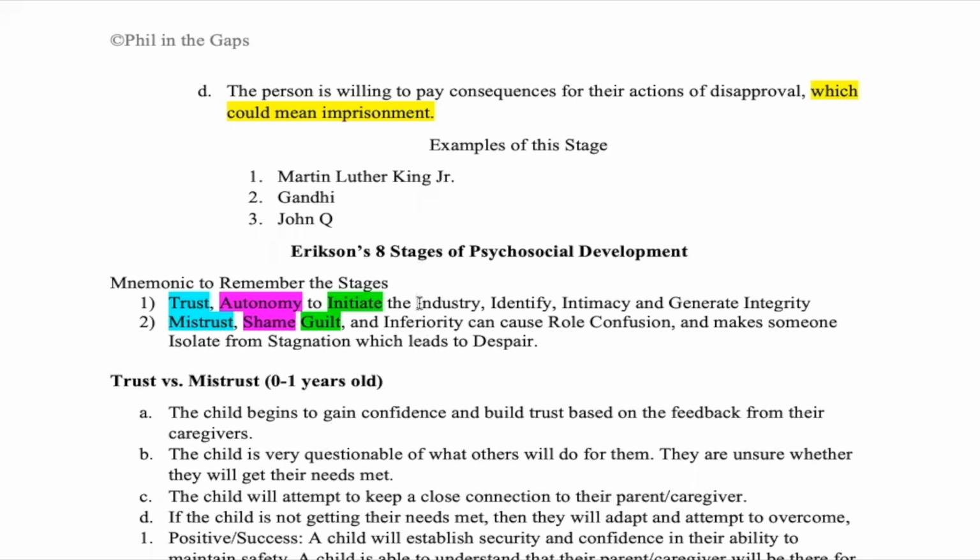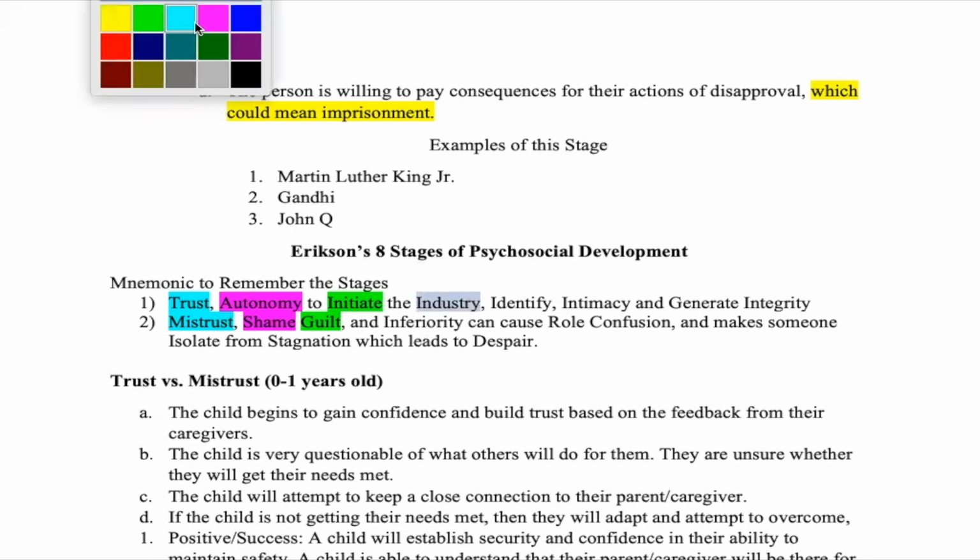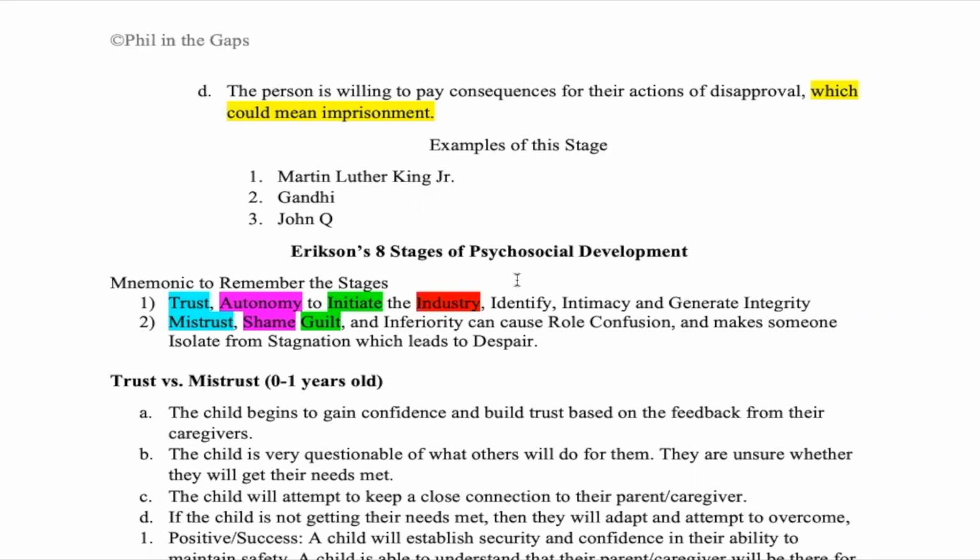If somebody's had trust, they've had autonomy and freedom within their own environment, and they've been able to initiate things on their own, they are then going to move on to the industry, and they're going to start collaborating with other individuals. If somebody's had mistrust, they have shame about their needs, they feel guilty asserting themselves, they are going to feel inferior to those around them within the situation.